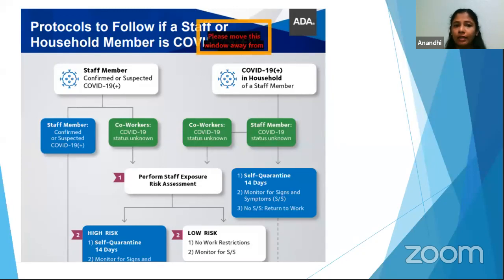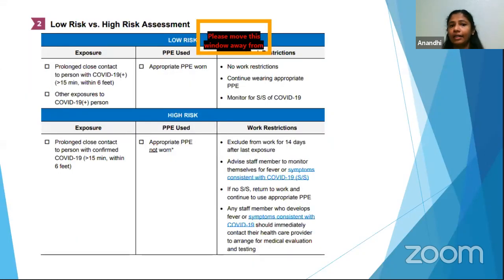So that's what I'm planning to do. So the next is we perform staff exposure risk assessment. It's very easy. We are 6 feet close to the patient when we're working. But if you have your whole PPE and you're following the good hand washing technique that we talked about, then there's no work restriction for my staff. They can continue working until they develop symptoms or if they test positive. So that is low risk for the staff member.